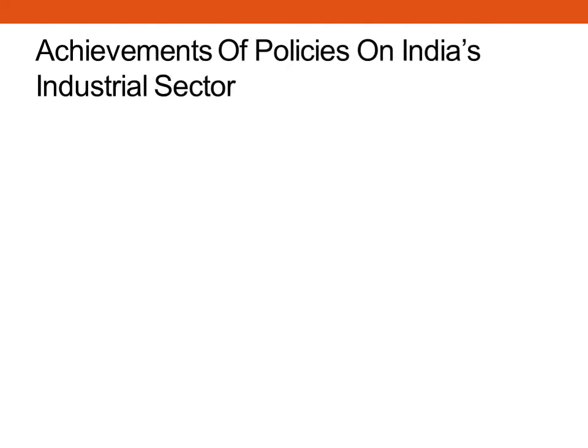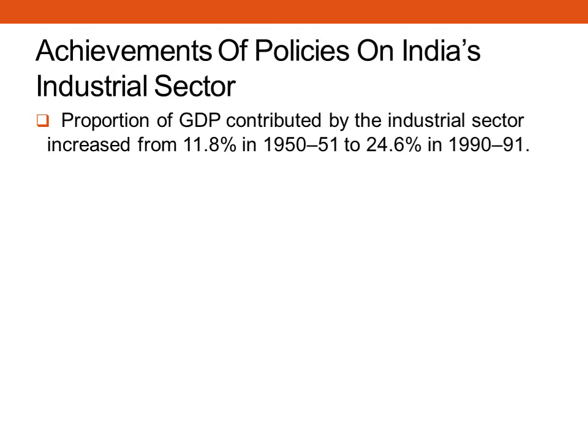Achievements of policies on India's industrial sector. We are summarizing the benefits of these policies on India's industrial sector. The proportion of GDP contributed by the industrial sector increased. Earlier, during 1950 to 51, it was 11.8 percent, but it increased to 24.6 percent during 1990 to 1991.